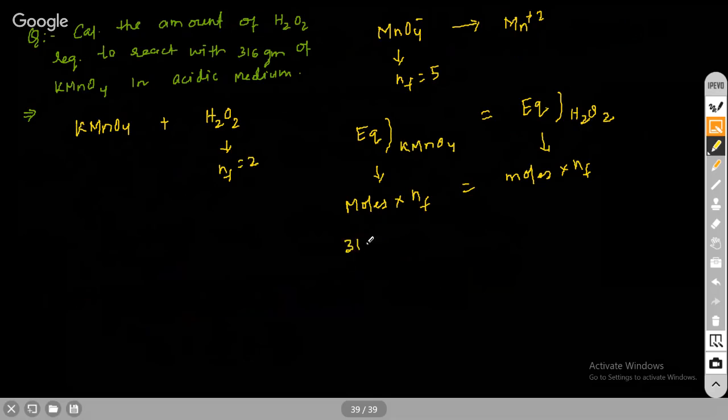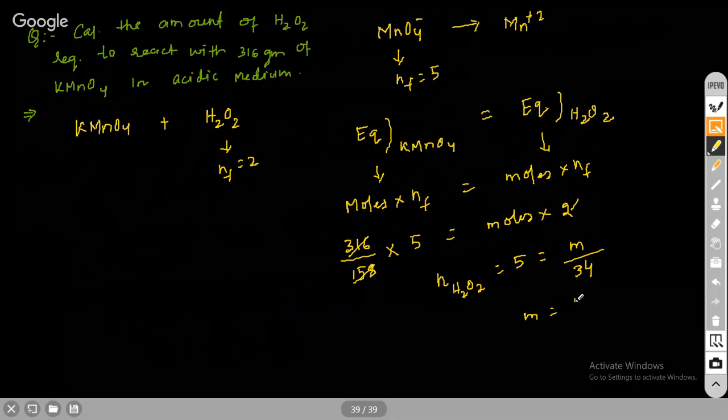The mass is given: 316 divided by the molecular mass of KMnO4, which is 158, into the n factor of KMnO4 we have calculated, which is 5, equals moles we have to find out into n factor, which is 2. When you solve this, the 2 will get cancelled. Number of moles of H2O2 is equal to 5, which is mass divided by the molecular mass of H2O2, 34. So mass is equal to 5 into 34, which is nothing but 170 gram. That is the answer.